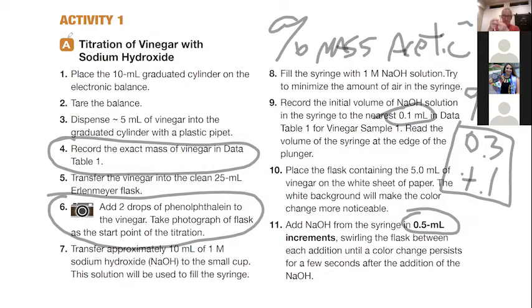So just really gently put 0.5 mil, swirl, swirl, swirl, then another 0.5 mil, swirl, swirl, swirl. And we're going to keep doing that until the color change persists for a little while. Because you'll notice at first, when you put the hydroxide in, 1 or 2 swirls and it disappears. But as you get closer and closer to the end point of the titration, the pH is going to be higher and higher and higher. And so when you swirl it, it'll take longer and longer and longer for that color to go away.